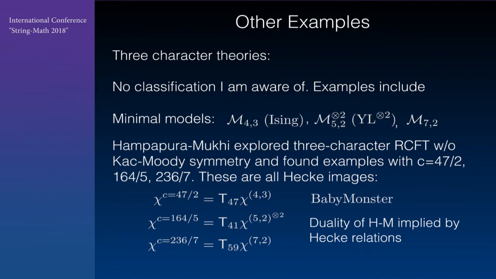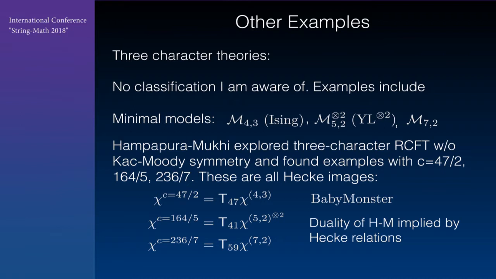So there are many other examples. There's no classification that I know of for three-character theories, although there are a number of partial results in the literature. Examples are the Ising model, the tensor product of the Yang-Lee model with itself, another non-unitary minimal model, M(7,2). And there was a recent paper by Hampapura and Mukhi, which actually was one of the papers that got me interested in this whole business.